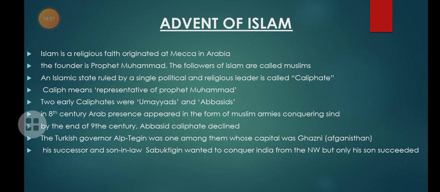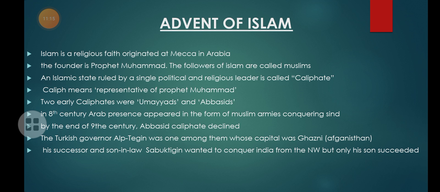According to Islam, there were two divisions in the early stage. When Islam started, they had two important divisions. One group is called Umayyad. Another one is Abbasids. So these two states, two divisions, are in Islam. And the 8th century is the first time where the Muslims appeared in India, in the form of Muslim armies capturing Sindh.